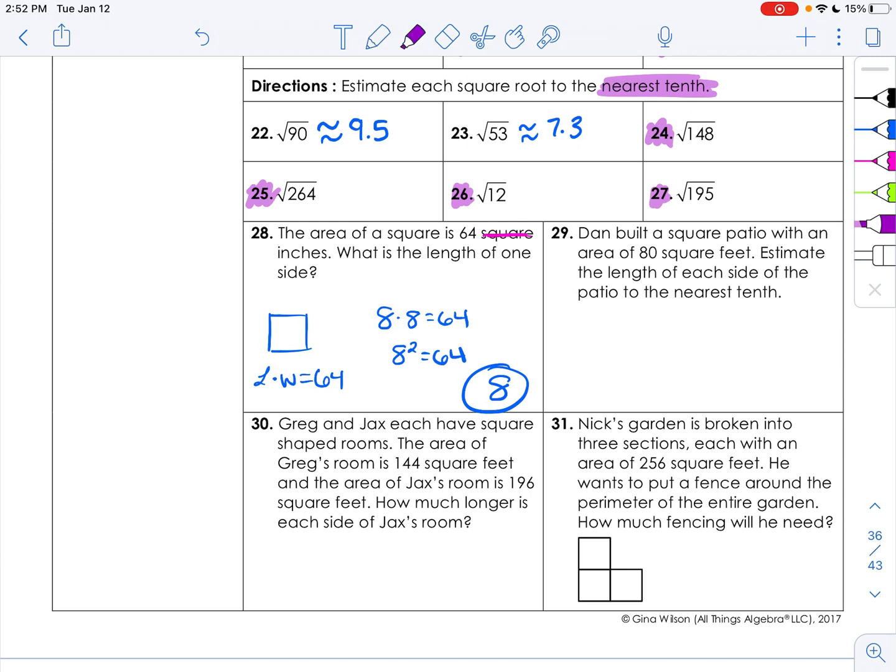Go ahead and highlight number 29, 30, and 31. And remember, if it's not a perfect square like in number 28, you can use a calculator and you can round. For example, number 29 tells you to round to the nearest tenth. So make sure you're reading and following directions completely and using a calculator when applicable.